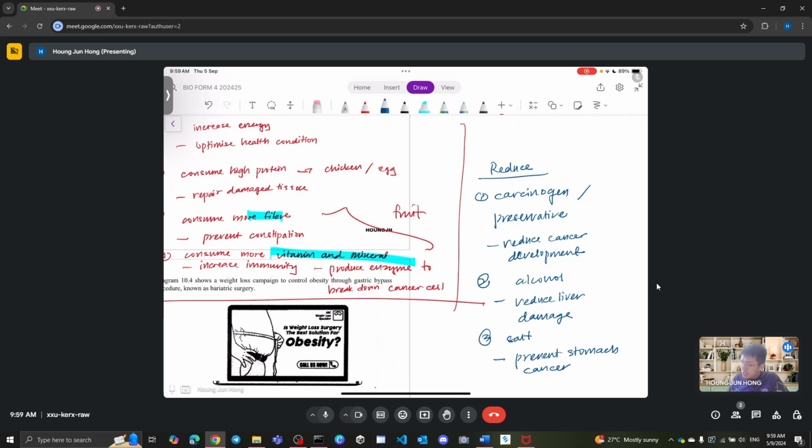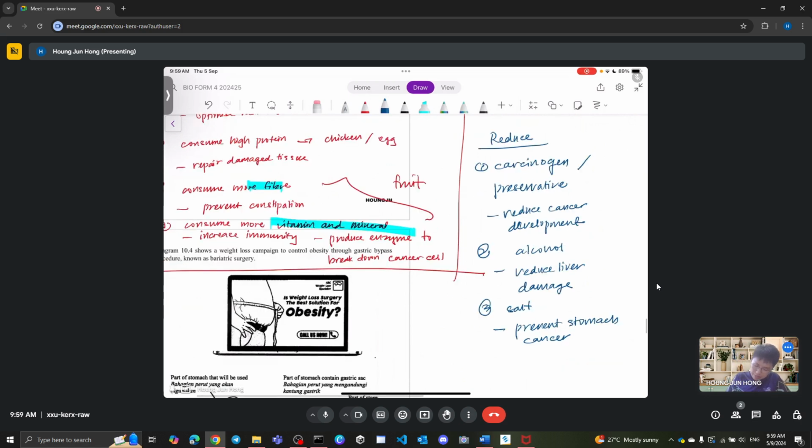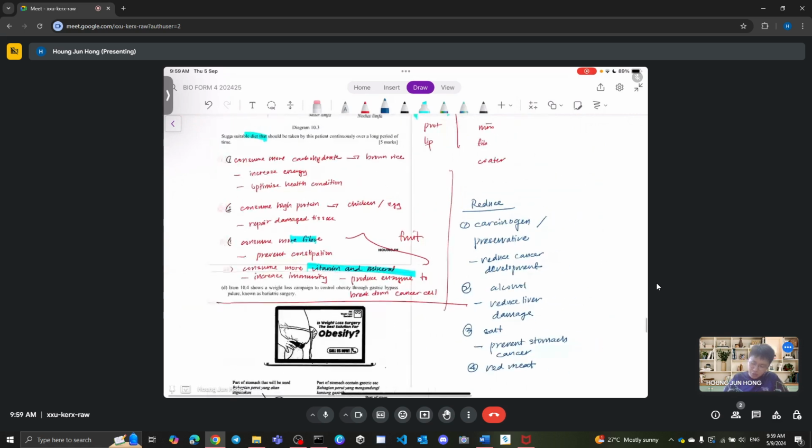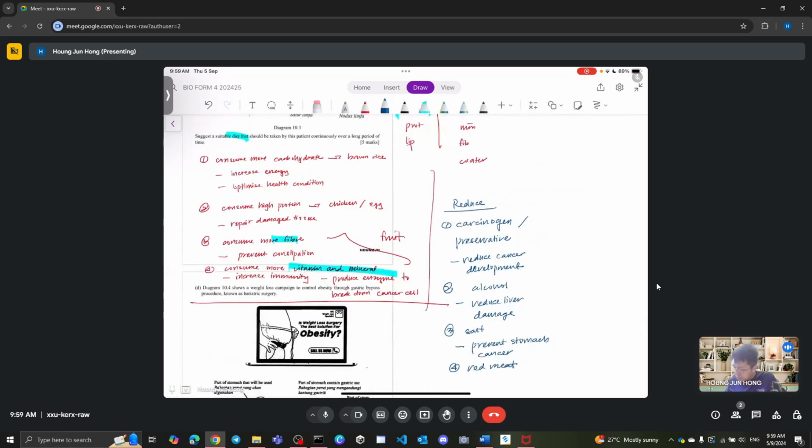Yep. And finally, reduce red meat. No explanation, just to reduce red meat. Basically, red meat is like what? Beef, lamb, all the kind of meat which is red colored. Those are red meat, which is very fat. Okay, cool. So these are the stuff to reduce. Okay, so that is it for this one.